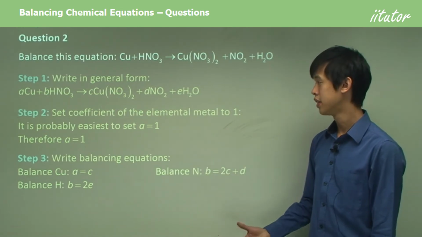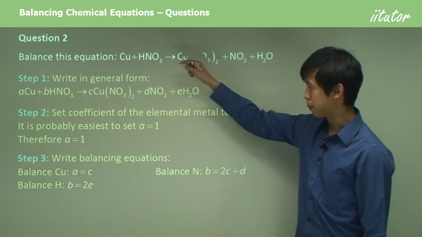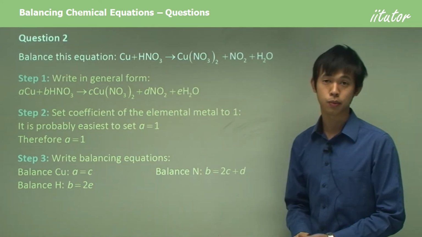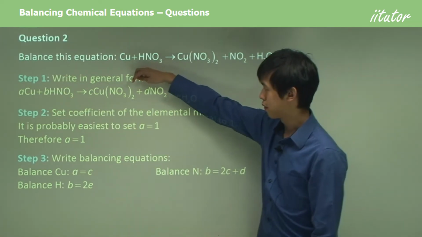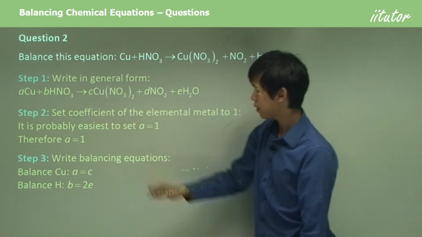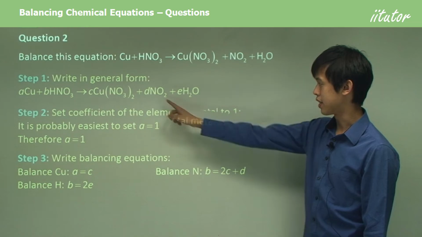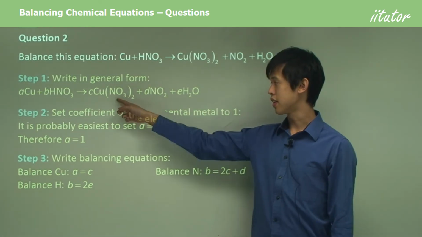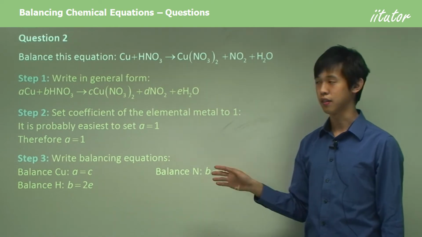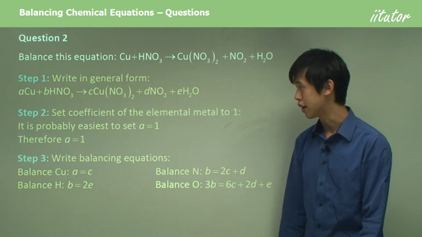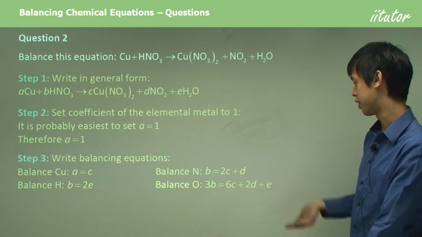Now for nitrogen, this one's a bit harder because you've got B on this side, B times 1. That's how many nitrogen atoms we have on the left. But on the right-hand side, we've got 2 times C, plus D. So we have 2 times C nitrogens plus D nitrogens on the right-hand side, and B nitrogens on the left-hand side. And finally, oxygen. This one's probably the hardest because there's so many oxygens.